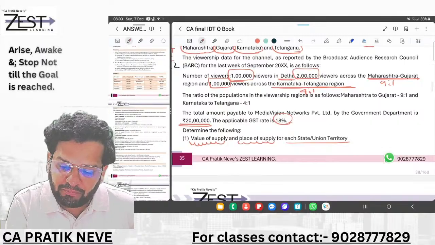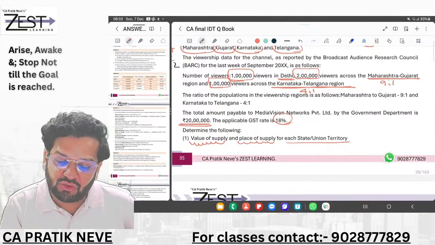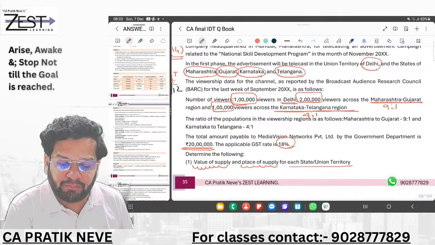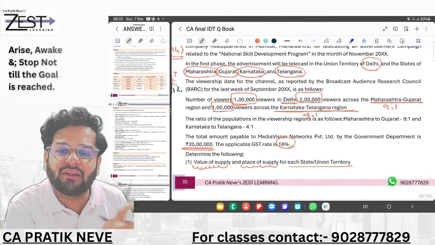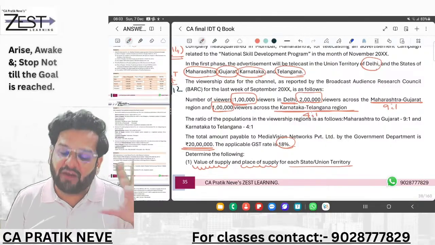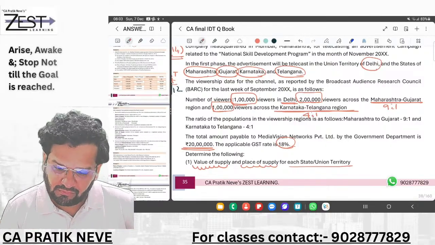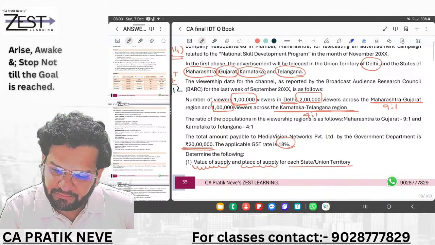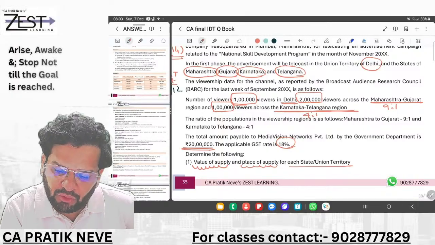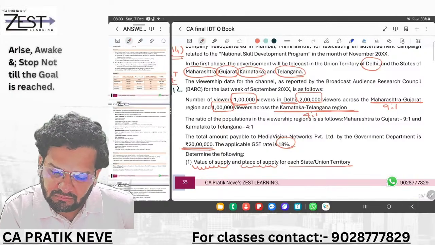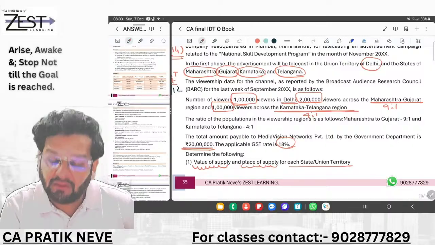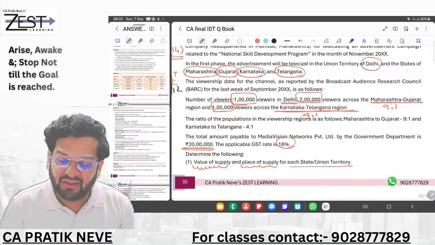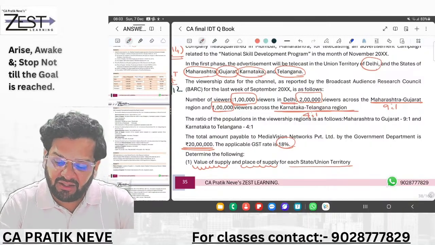Okay, the total amount payable to Media Vision Networks is 20 lakhs. But how is the viewership? So you understood place of supply should be Delhi, Maharashtra, Gujarat, Karnataka, Telangana, these 5 states. But how? So see, what is the ratio? Number of viewers is 1 lakh in Delhi, 2 lakh together Maharashtra, Gujarat, and 1 lakh in Karnataka, Telangana region.